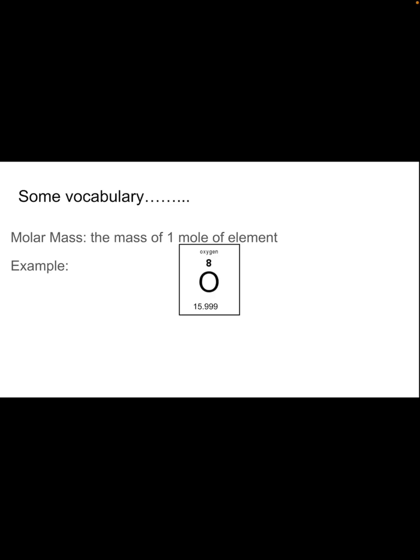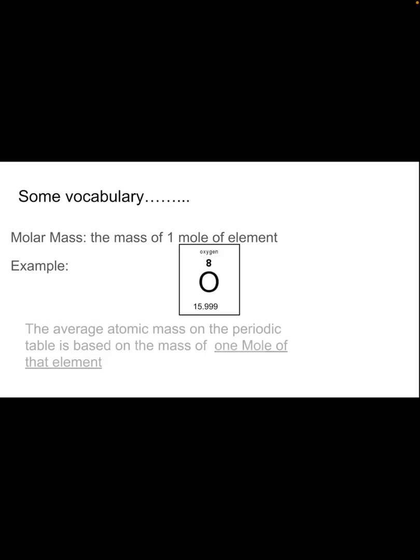It just depends on how much of each element you're talking about. The average atomic mass on the periodic table is based on the mass of 1 mole of that element. So if I have 1 mole of oxygen, it's 15.999. If I have 2 moles of oxygen, then I would just need to multiply that number by 2.